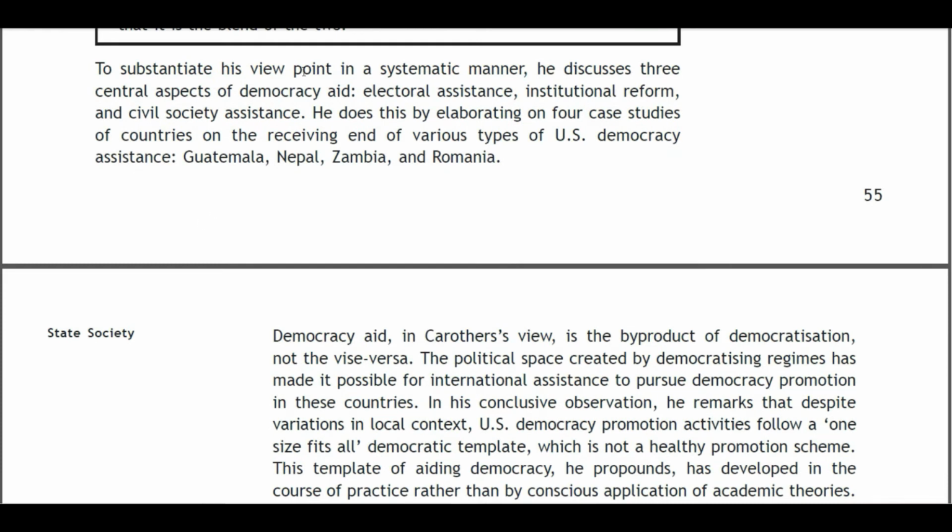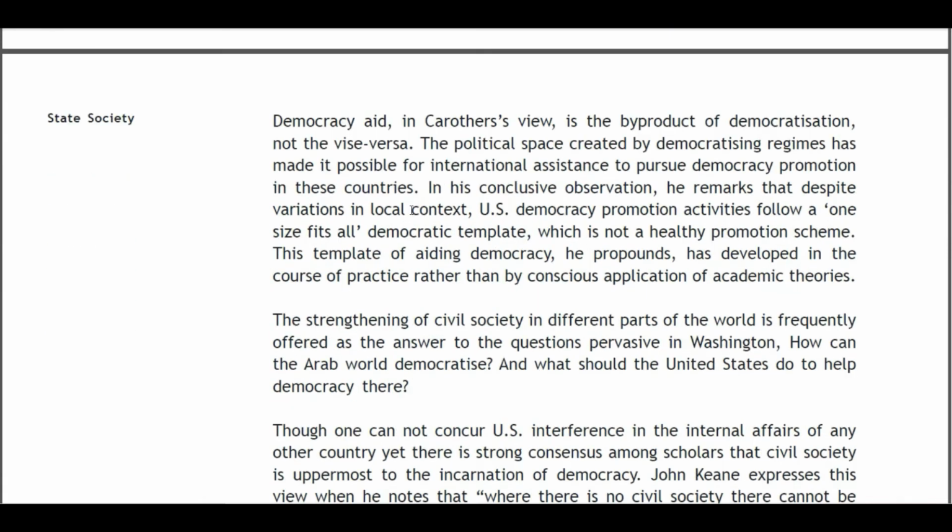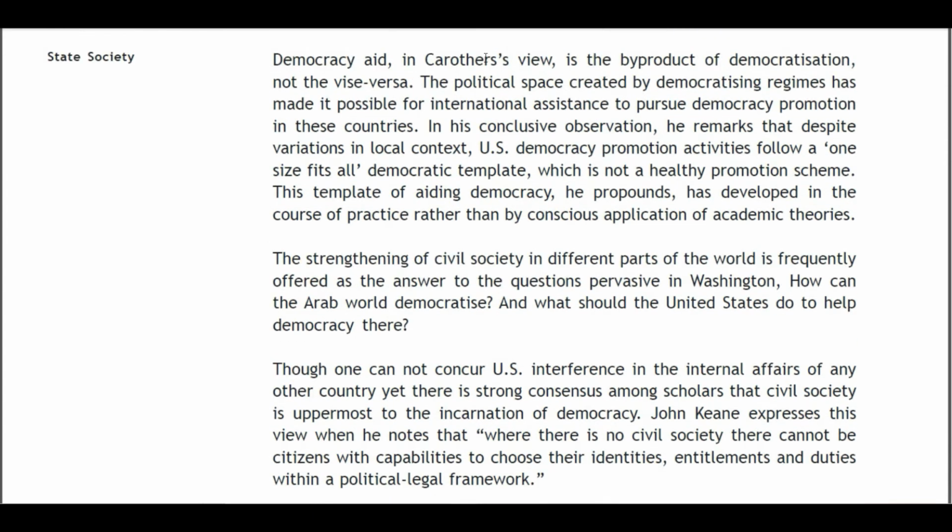To substantiate his viewpoint in a systematic manner, he discusses three central aspects of democracy aid: electoral assistance, institutional reform, and civil society assistance. He does this by elaborating on four case studies of countries on the receiving end of various types of US democracy assistance: Guatemala, Nepal, Zambia, and Romania. Democracy aid, in Carothers' view, is the byproduct of democratization, not vice versa. The political space created by democratizing regimes has made it possible for international assistance to pursue democracy promotion in these countries.